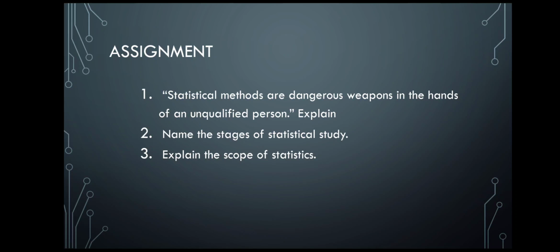So that is it for today. The assignment questions are as follows. The first one is, statistical methods are dangerous weapons in the hand of an unqualified person. Explain. The second question is, name the stages of statistical study. You only have to name it. The third is, explain the scope of statistics. So you need to explain the entire scope in your own words.